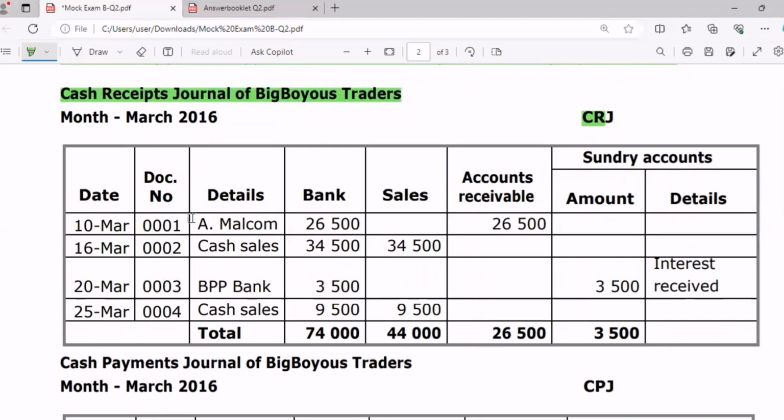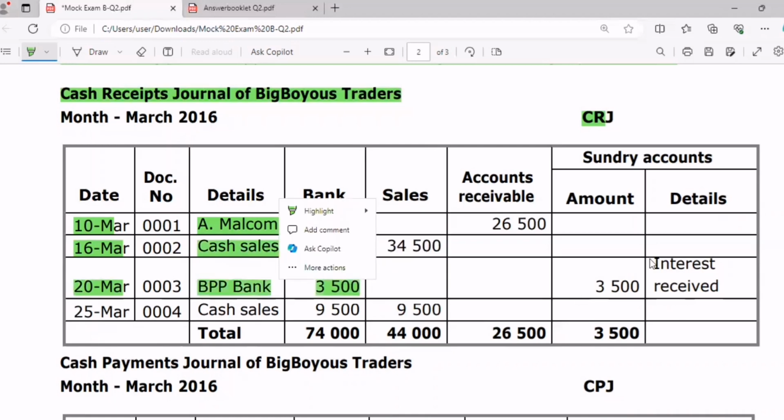Let us quickly analyze this. On the 10th of March, we received 26,500, which was deposited into the bank from Milcom. This is one of the clients of the business, who made the payment to the business. The moment we received this, we recorded it in the cash receipt book. And on the 16th, we received 34,500, which was deposited to the bank account of the business, and this related to cash sales.